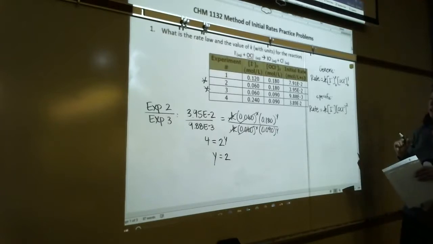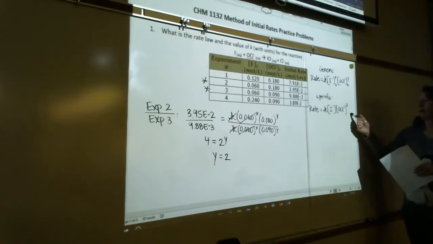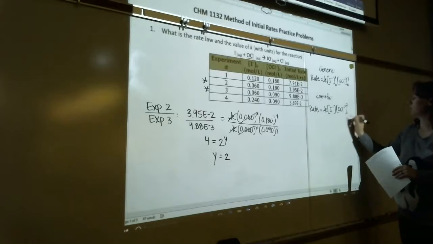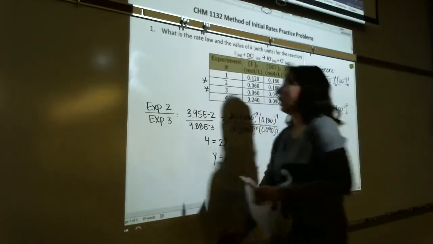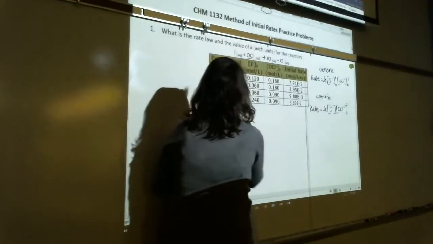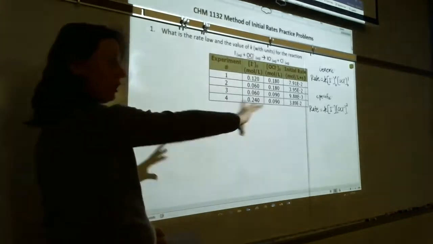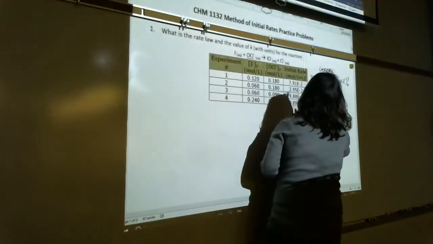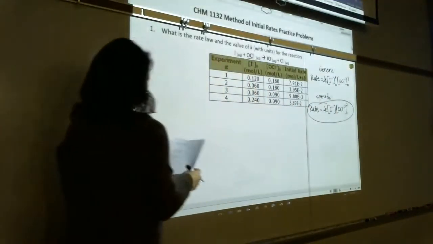That's not something that I asked you for on here, but I could ask you for on the test. Is everybody cool on how we got the value for Y? Oh, no, I need my initials there as well. Okay, now we solve for K. And to solve for K, you pick any one trial you want, doesn't matter which one, and just plug it into your specific rate law. So this is our answer for the rate law. So we just plug into there.